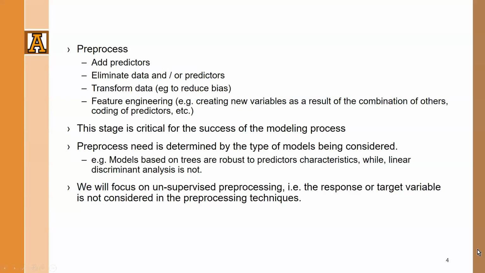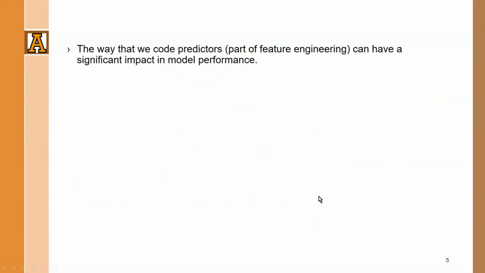Now we will be focusing on unsupervised pre-processing. That is, when we do the pre-processing, we will not consider the target variable. The pre-processing applies to the predictors. So we'll analyze the predictors, see if they are highly correlated or not, and so on. We will not consider the target variable in the pre-process stage. So that's why we call it unsupervised pre-processing. Okay.